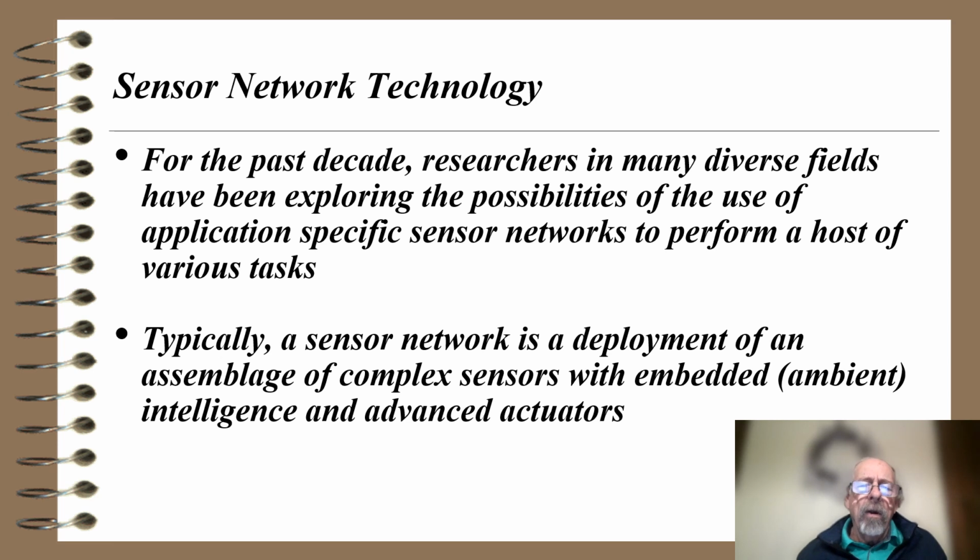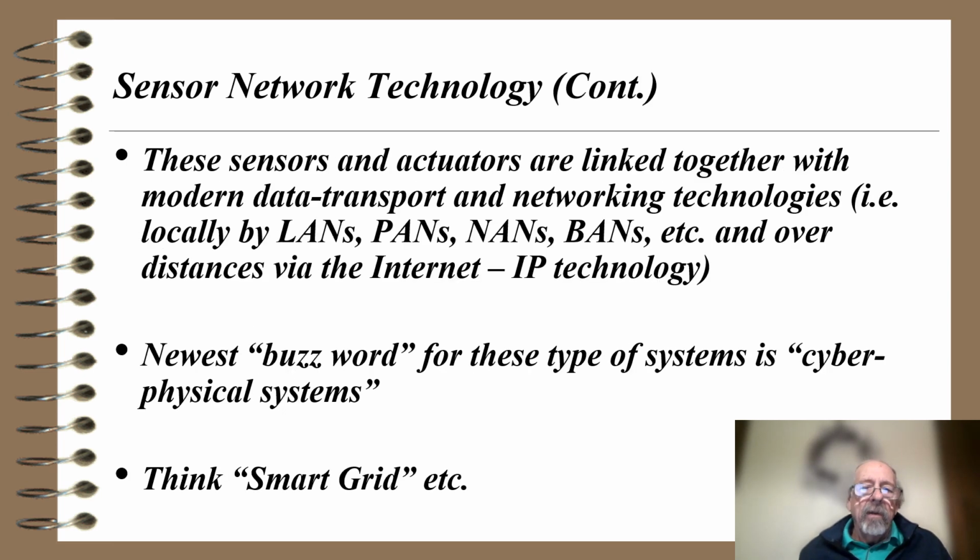Now, for a lot of what we do with control technology today, we use sensor network technology. For the past decade, researchers in many diverse fields have been exploring the possibilities of the use of application-specific sensor networks to perform a host of various tasks. Typically, a sensor network is a deployment of an assemblage of complex sensors with embedded, or what we call ambient intelligence, and advanced actuators. These sensors and actuators are linked together with modern data transport and networking technologies.